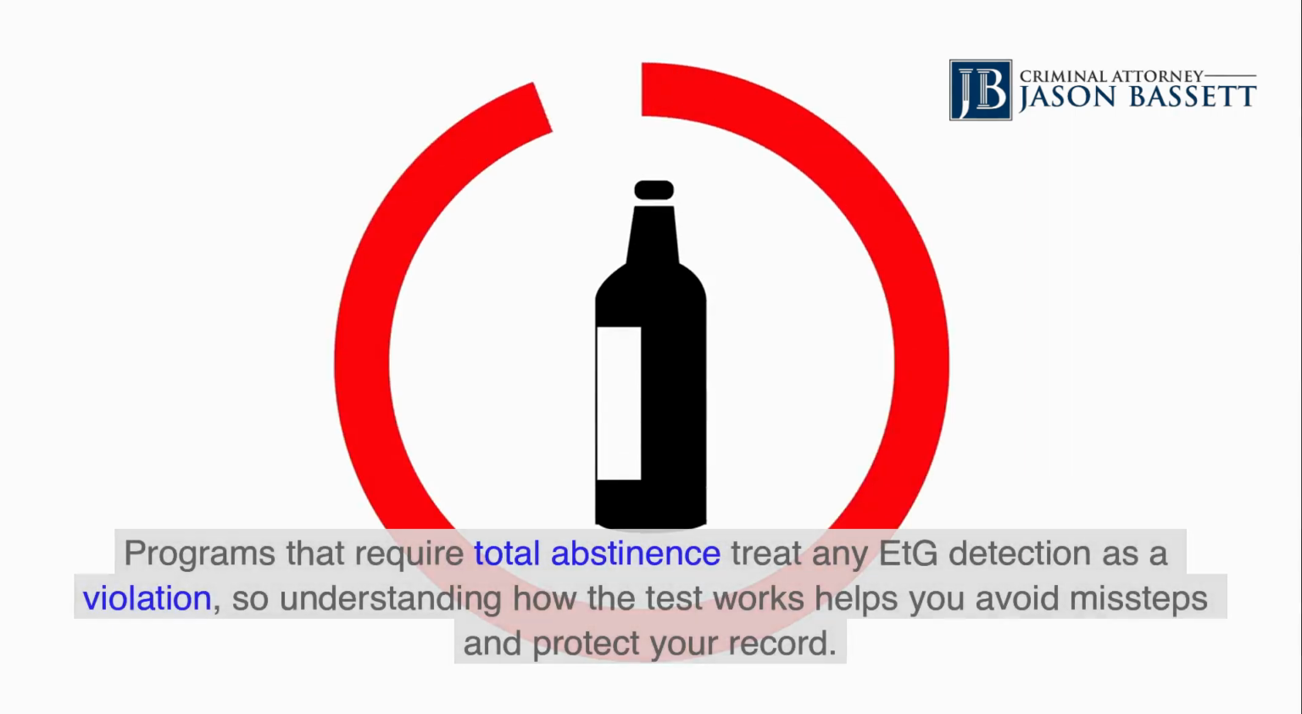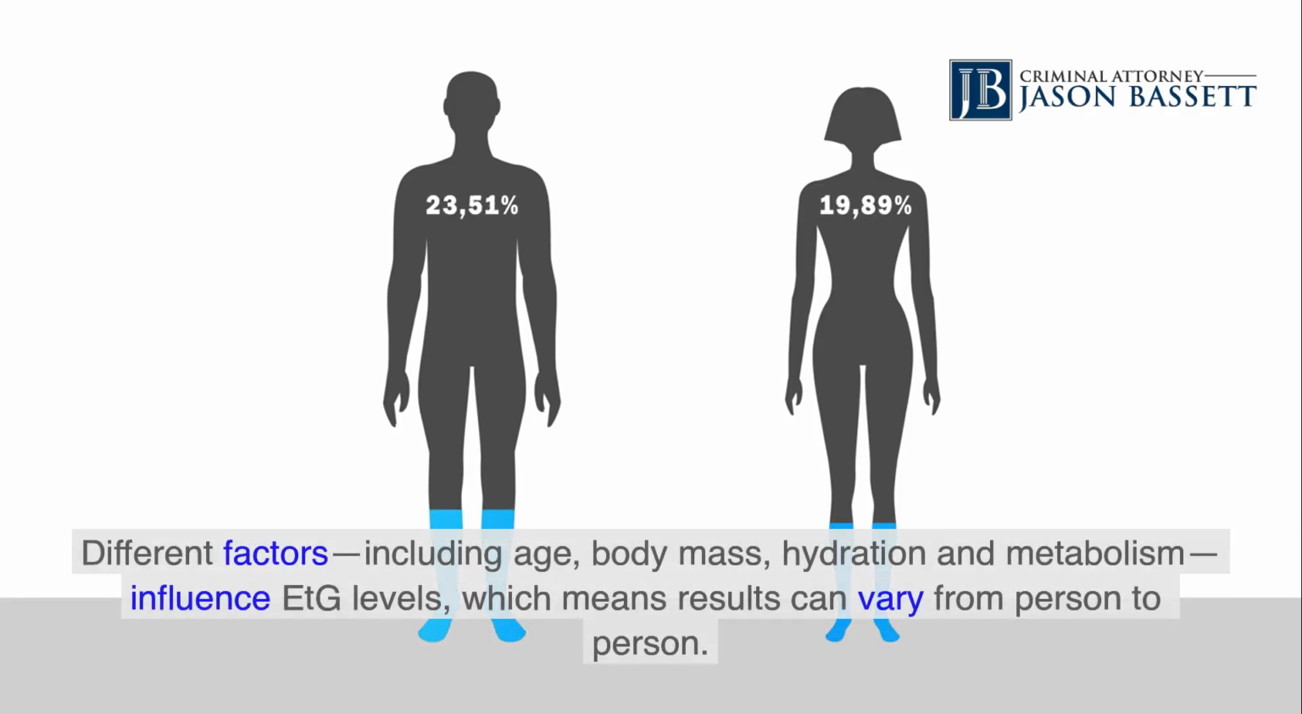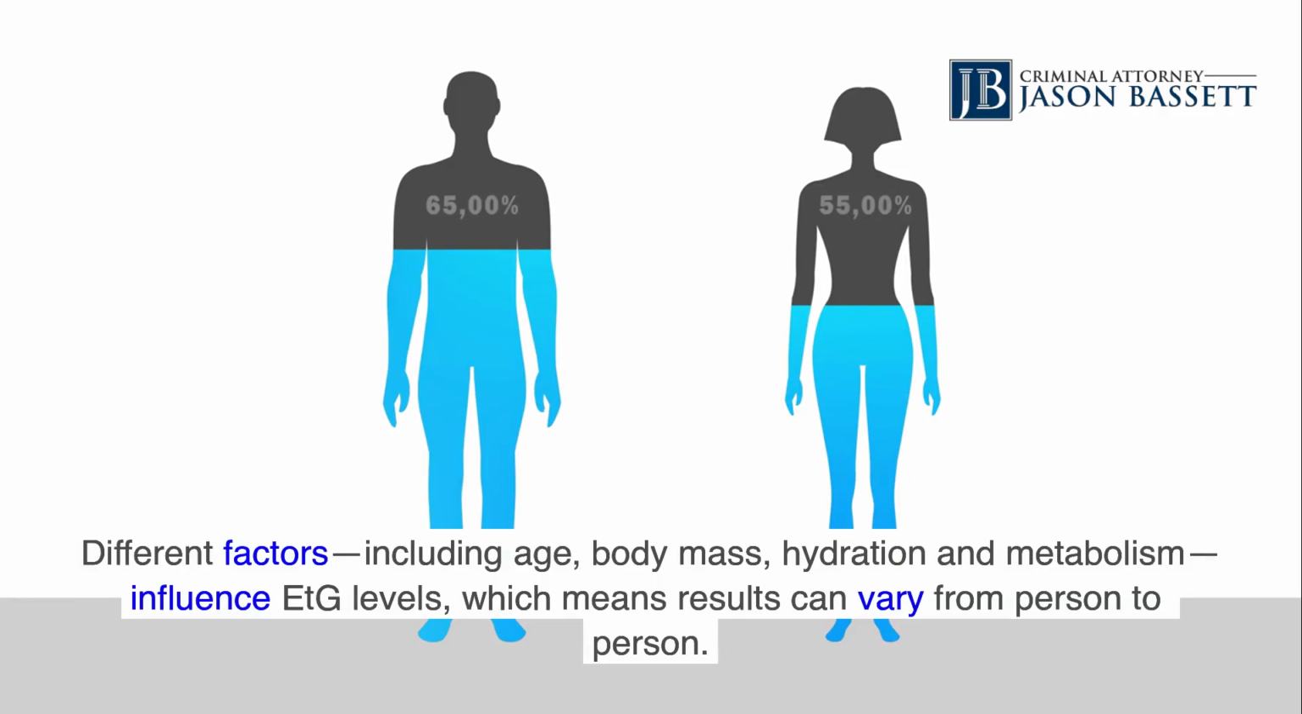Programs that require total abstinence treat any ETG detection as a violation, so understanding how the test works helps you avoid missteps and protect your record. Different factors, including age, body mass, hydration and metabolism, influence ETG levels, which means results can vary from person to person.